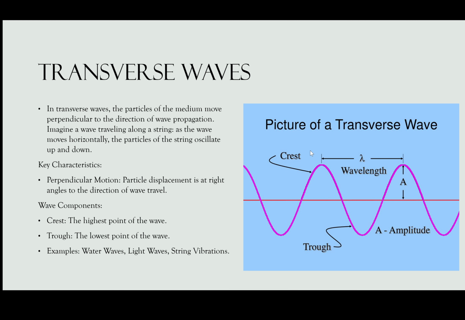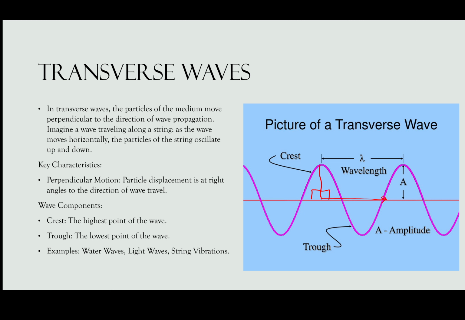The particle displacement is at right angles to the direction of the wave traveling, right? So we have the particle being displaced up and down, and that is at 90-degree angles to the direction of movement. Alrighty? So we'll have the components of a transverse wave.